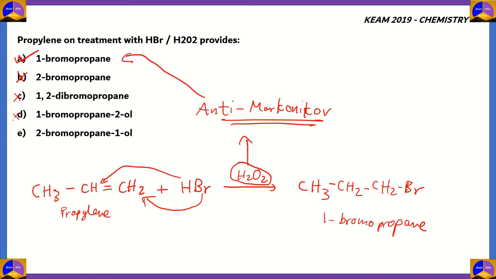Options C, D, and E are incorrect because we don't have the alcohol group. And for B, we don't have 2 bromine atoms to make a dibromopropane.